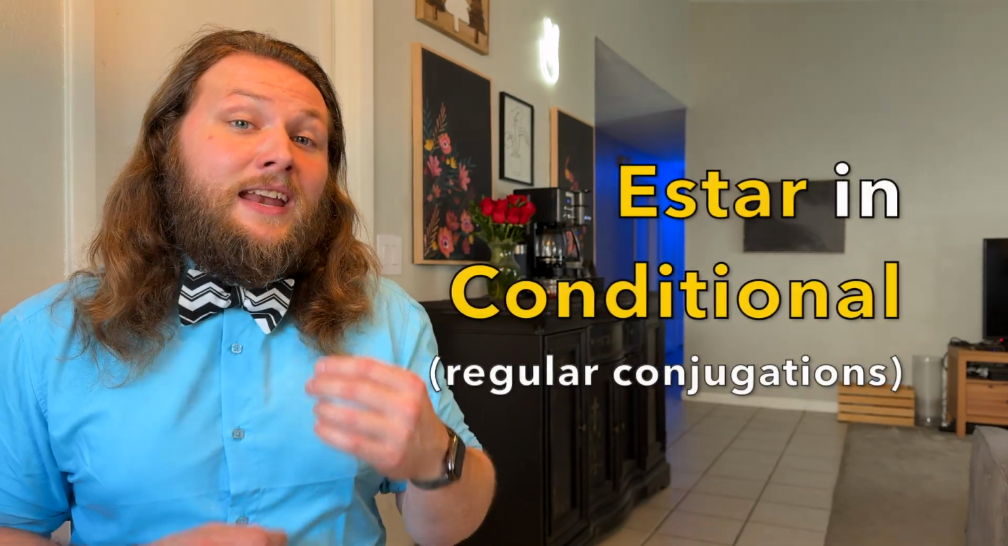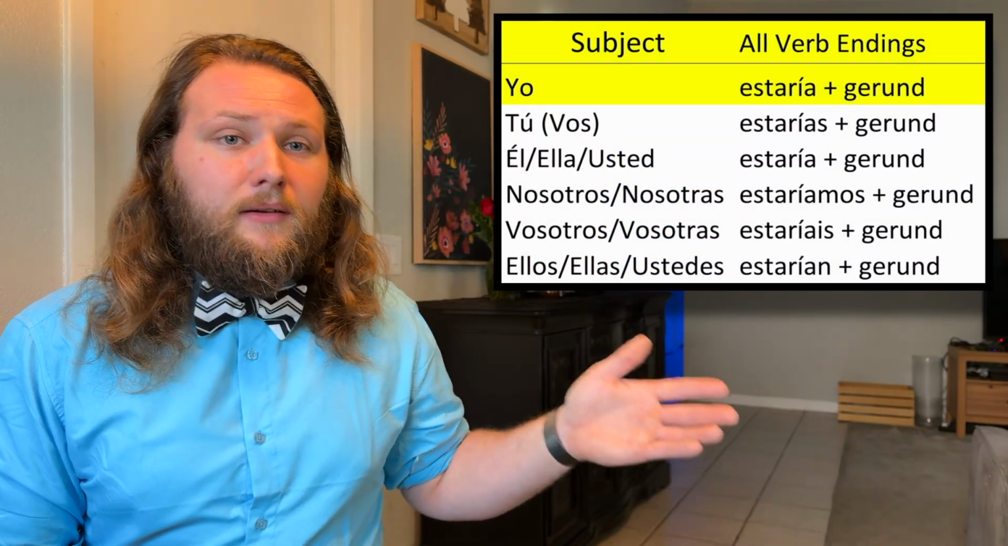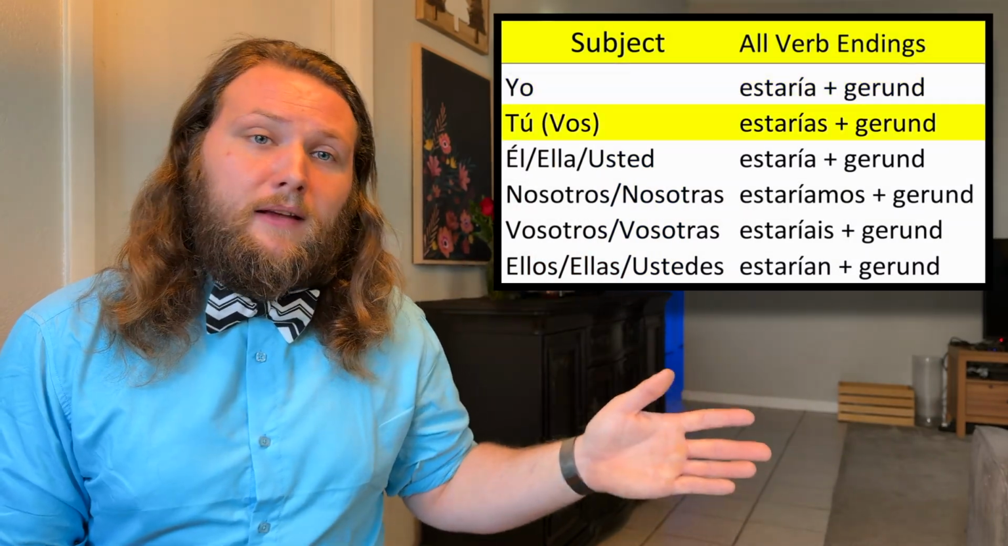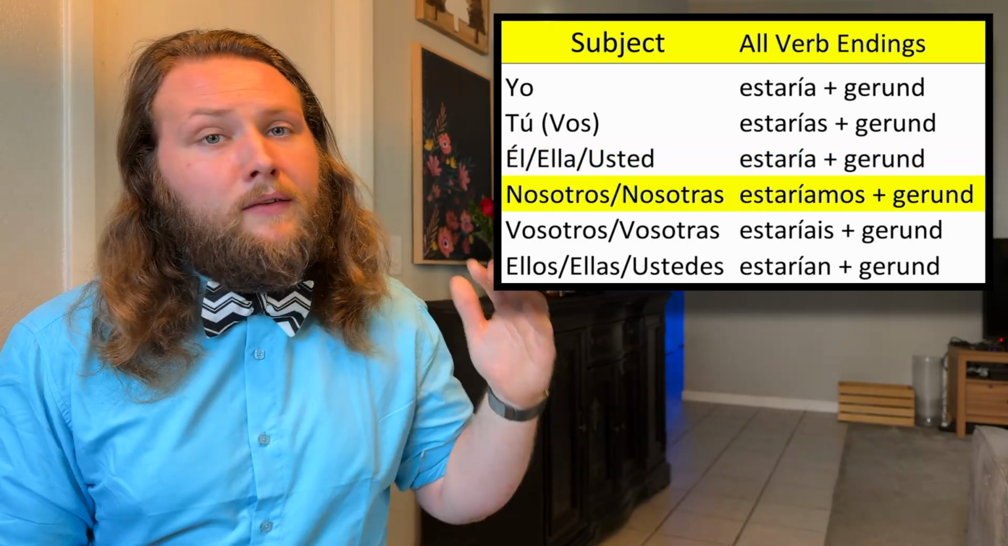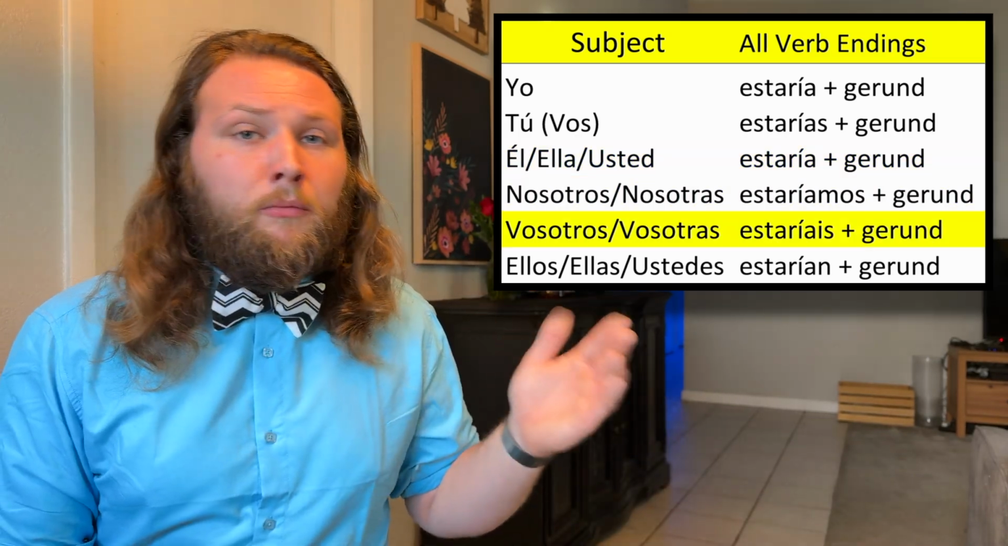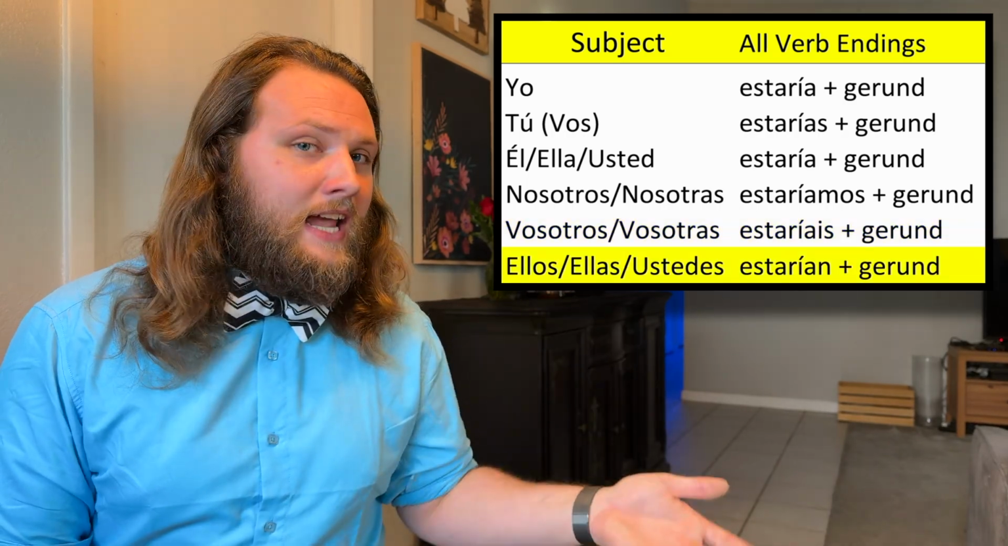The conditional progressive uses estar conjugated in the conditional tense, and it is regular here, followed by the gerund. Just like our other tenses, the conjugations are as follows. Yo estaría, tú, vos estarías, él, ella, usted estaría, nosotros, nosotras estaríamos, vosotros, vosotras estaríais, and ellos, ellas, ustedes estarían.